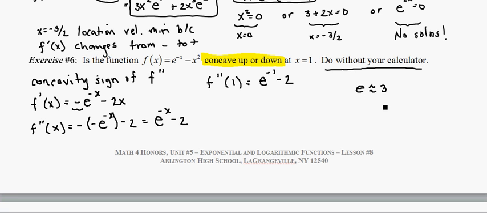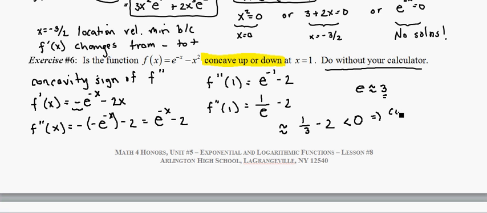I know a lot of people would probably yell at me for that, but ironically they wouldn't yell at me if I said that e was about 2.7, right? So the nearest integer, e is about 3. So if I want to think about what this is, 1 divided by e minus 2 is approximately 1/3 minus 2, which is definitely less than 0. And because the second derivative is less than 0, we can now say that the graph is concave down.